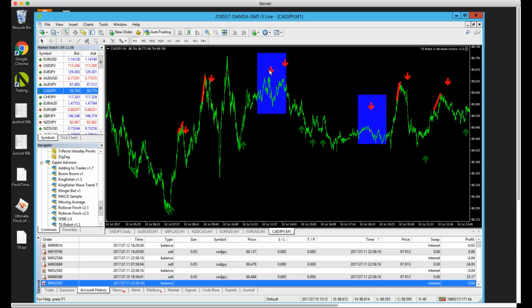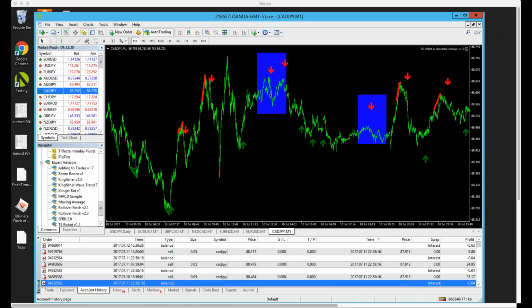This robot will take a trade when a reversal arrow appears on the screen. We can have a webinar at a later date to describe what this is, but it is an indicator based on the MACD. And when that reversal arrow appears, it will take a trade. And then it will take another trade on every subsequent reversal arrow as long as all the previous trades are profitable.